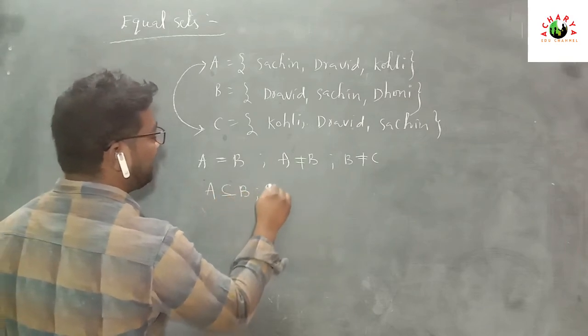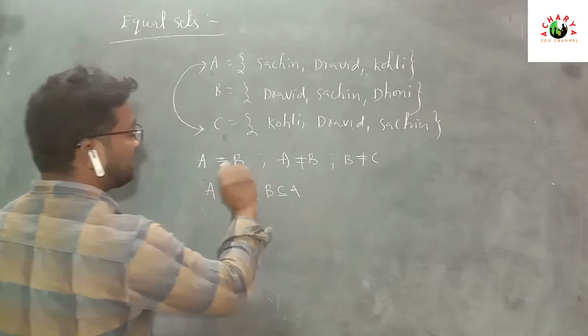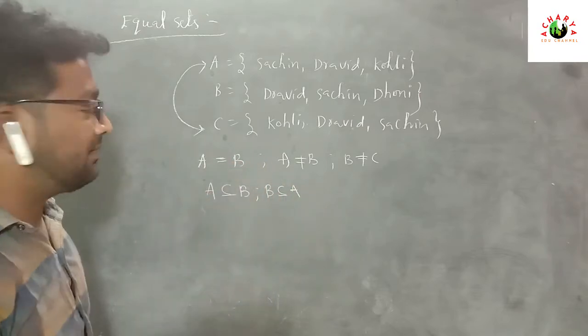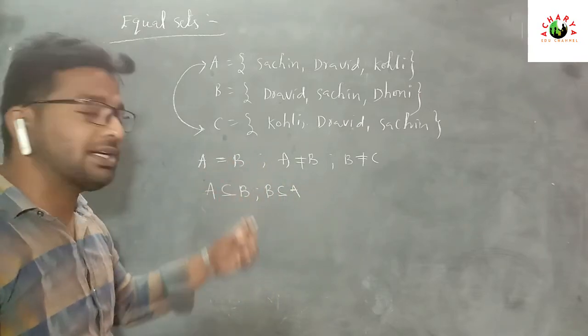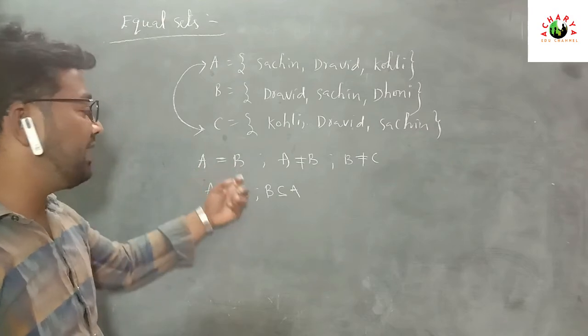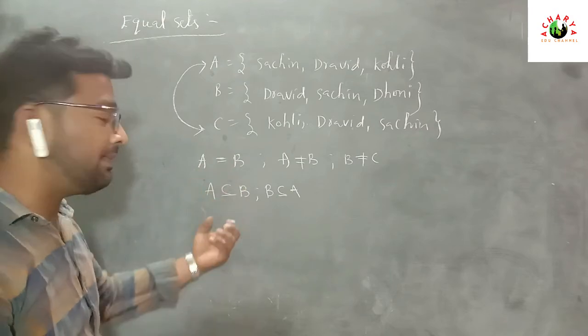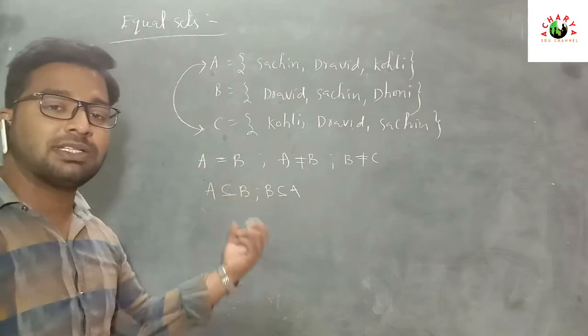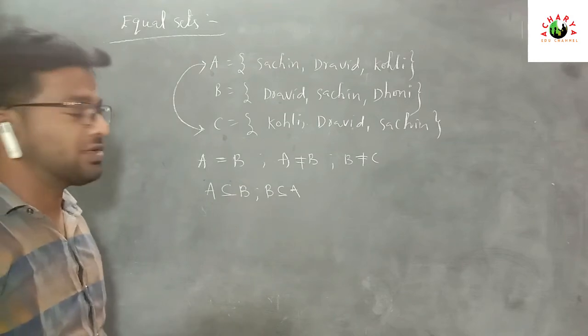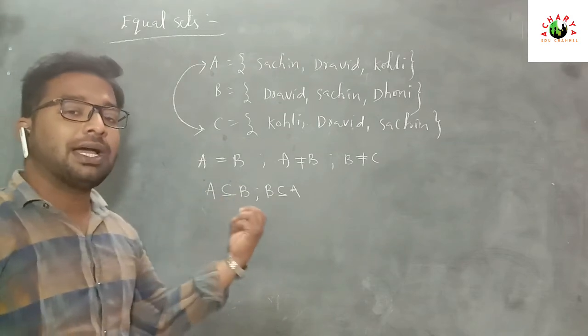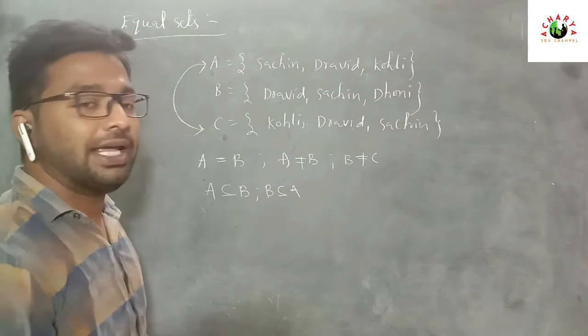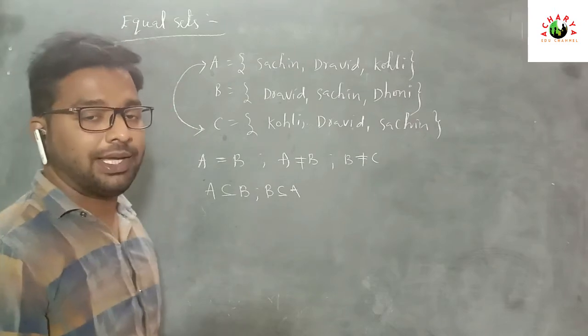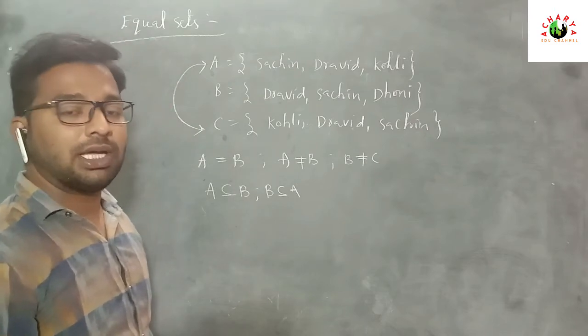When set A and set B are equal, we write A is a subset of B and B is a subset of A. Both are subsets of each other. Why? Because all the elements of A are in set B, and all the elements of set B are present in set A. So if A is a subset of B and B is a subset of A, then A is equal to B. Okay. One more example.